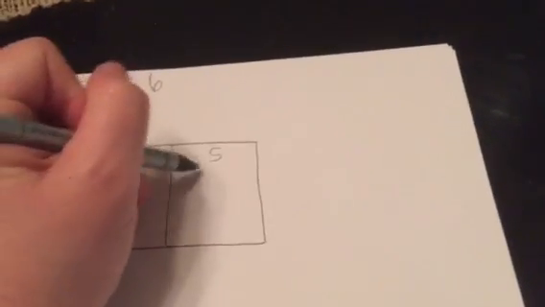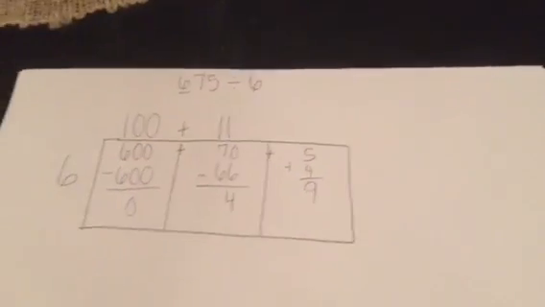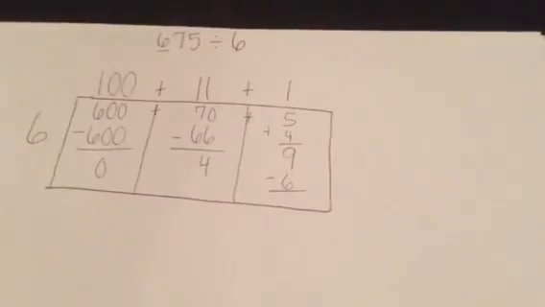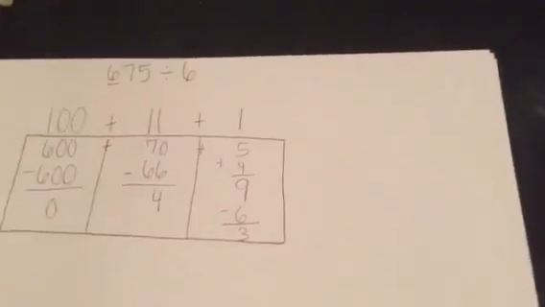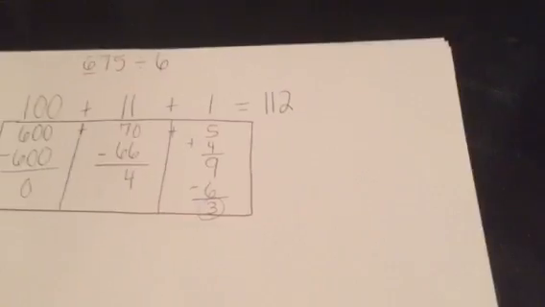And like I said, if you have anything left over, you actually just add it to the next box. So now I'm saying 6 times what is going to get me close to 9 without going over. Well, if I do 6 times 2, that's 12. That's too much, so I'm just going to say 6 times 1. 6 times 1 is 6, and when I subtract, I have 3. And because there's no more boxes or anything, that 3 must be my remainder. So to get my quotient up here, I just say 100 plus 11 plus 1, which is 112. And I have a remainder of 3.